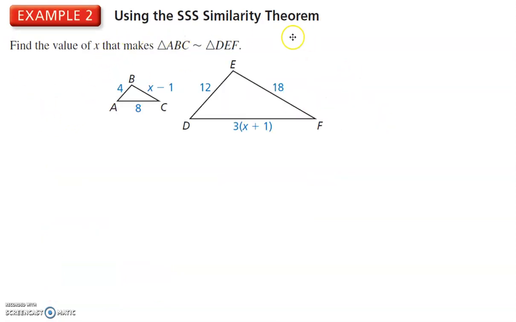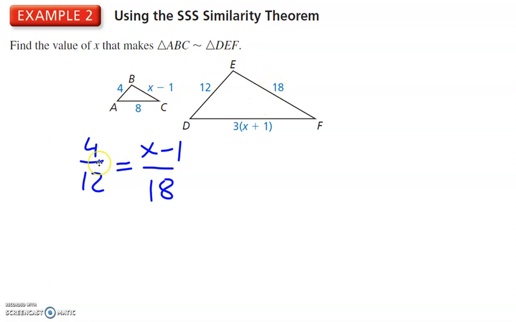So using the similarity theorem, if we have two triangles like this and we have some variables, I can set that up with sides that I do know. In this case, the 4, which corresponds to the 12, I could set up a proportion there, 4 to 12. And then over on the other side, I'd want to pick one of the sides that I don't know. So now I use x minus 1. So for that, I'm going to use the 18.